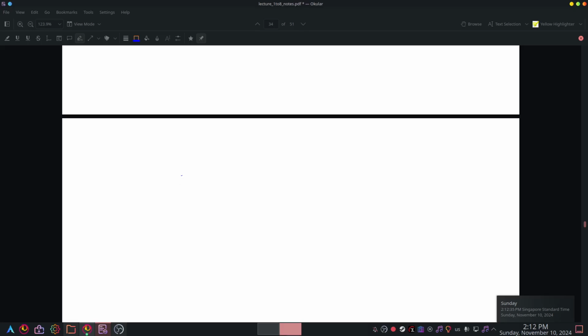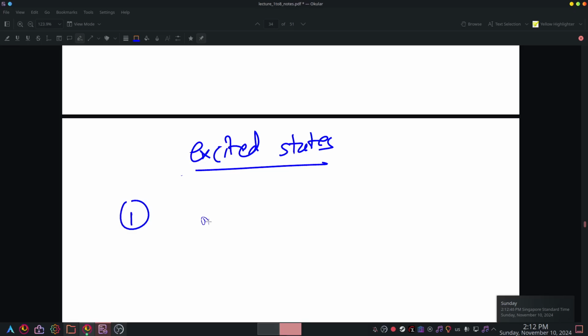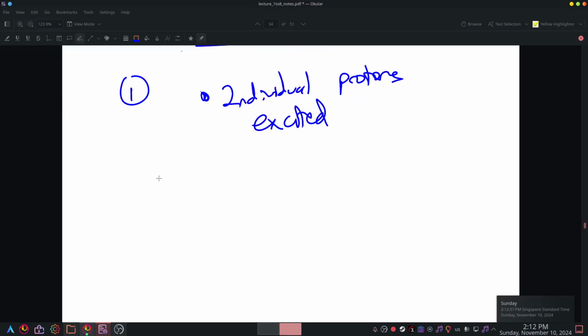So we are talking about different nuclei in excited states. Number one, you have individual protons excited. Number two, we want to talk about collective motion. What do you mean by collective motion? What is collective motion?